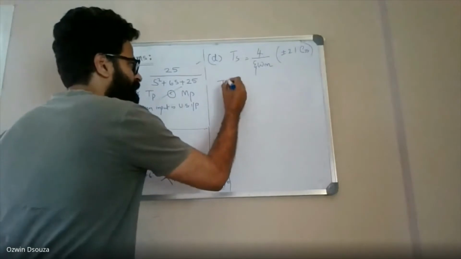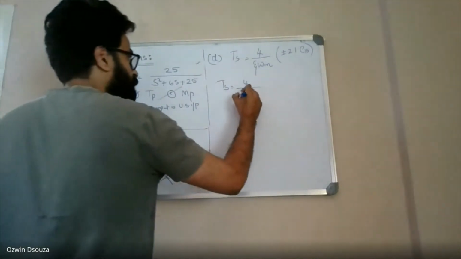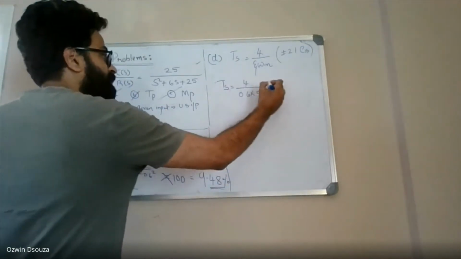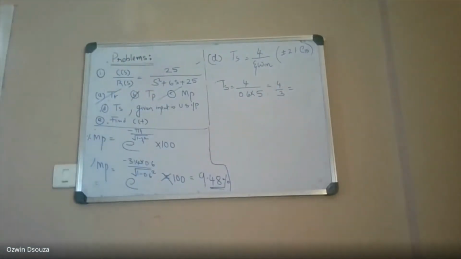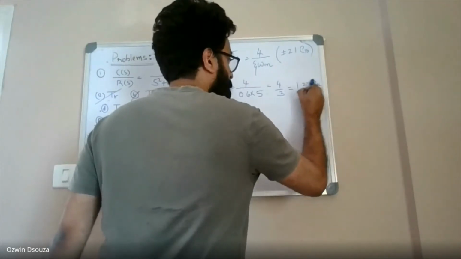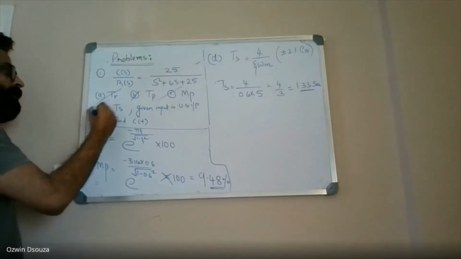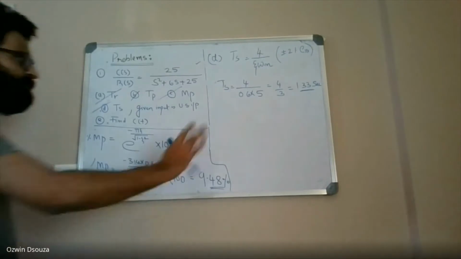So how much will you get? Ts is equal to 4 divided by zeta, which is 0.6, into omega n, that is 5. So it is 4 by 3. Right, 4 by 3 is 1.33. We can say that the system settles at 1.3 seconds. So that's the settling time.